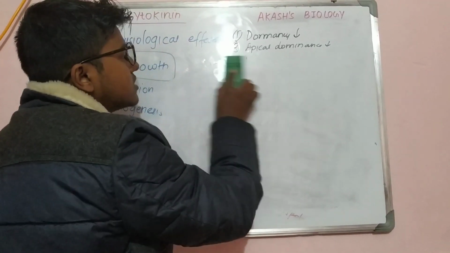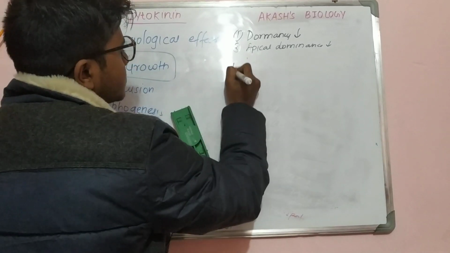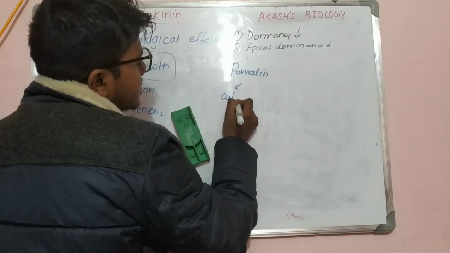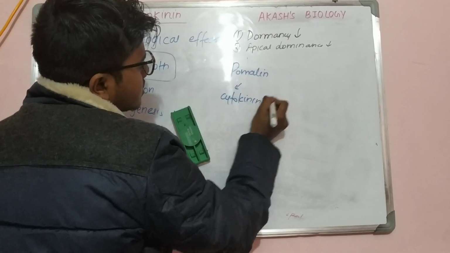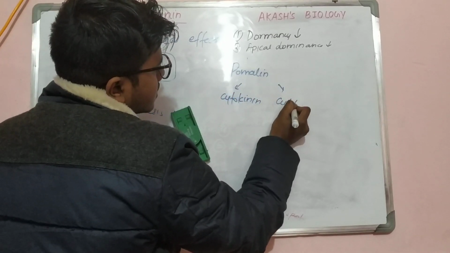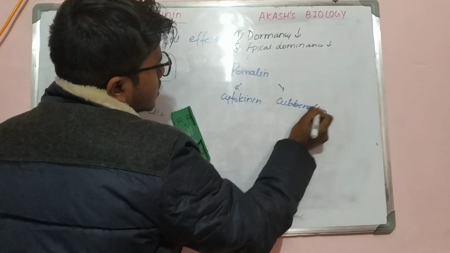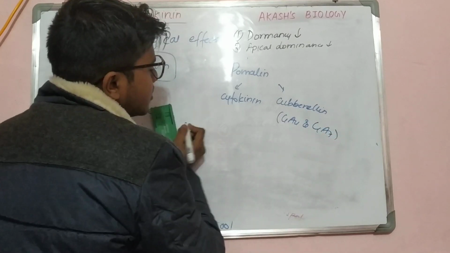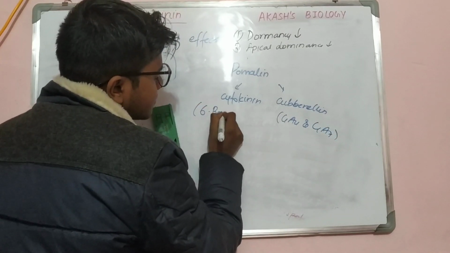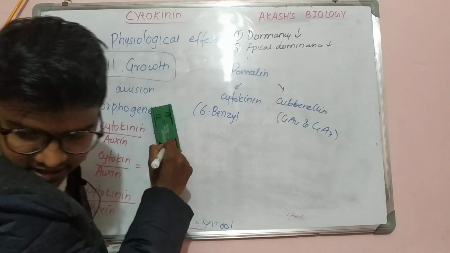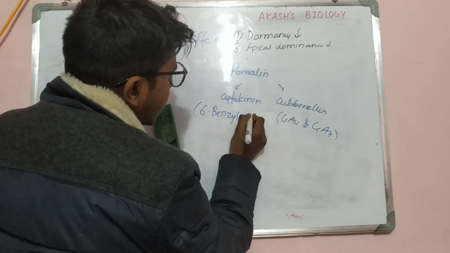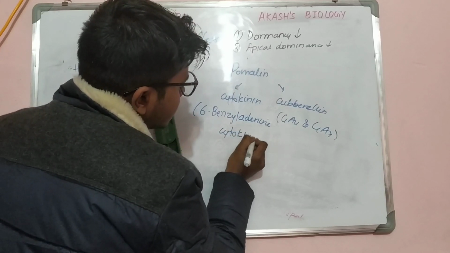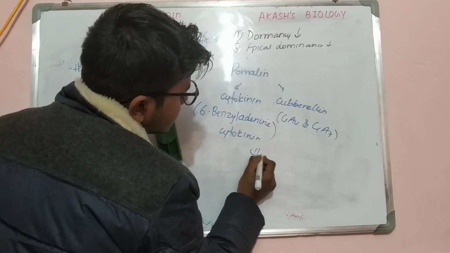So if you want to increase the product size of apple, then we sprinkle it with what? Pomalin. What? Pomalin. So Pomalin is what? Cytokinin plus gibberellin. Gibberellin, what does it contain? GA4 and GA7. And cytokinin, what does it contain? 6-benzyl adenine cytokinin. So this is the Pomalin, and it increases apple size.